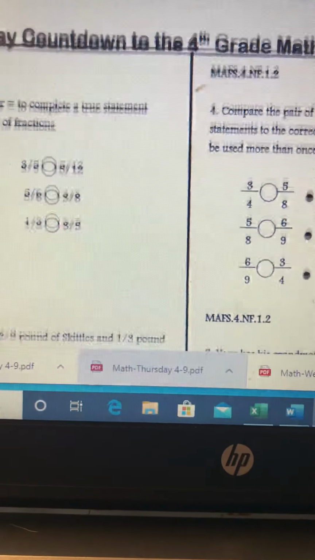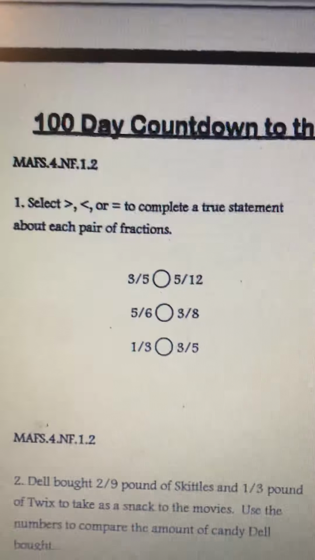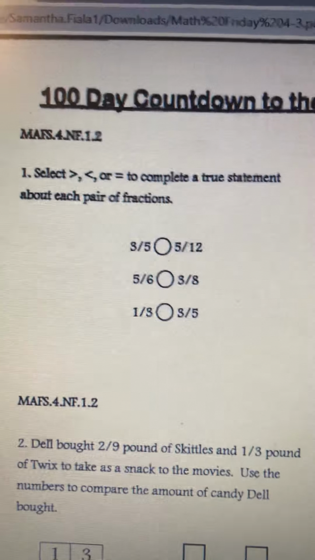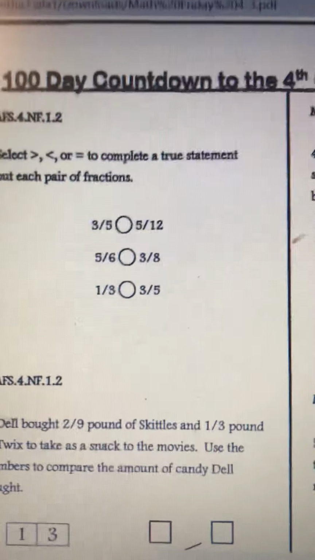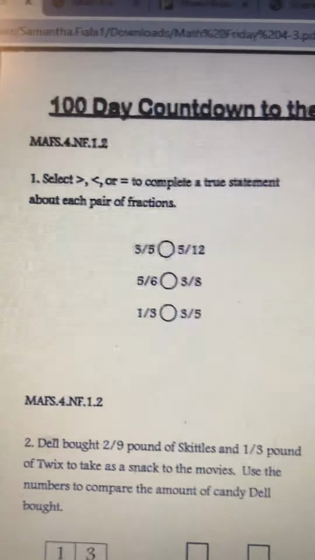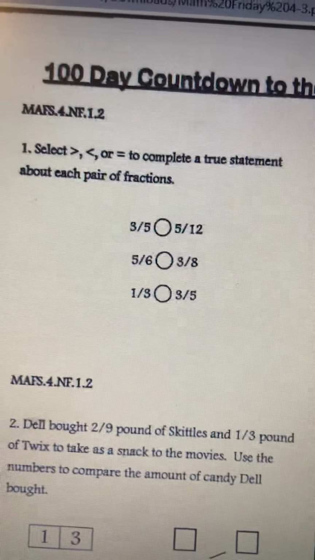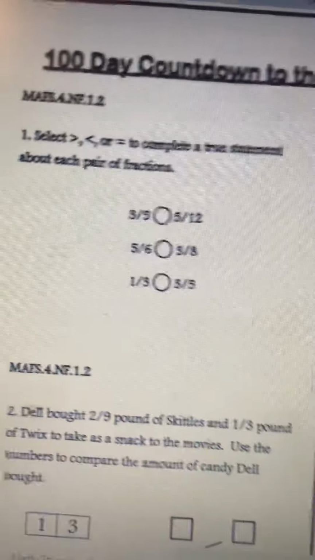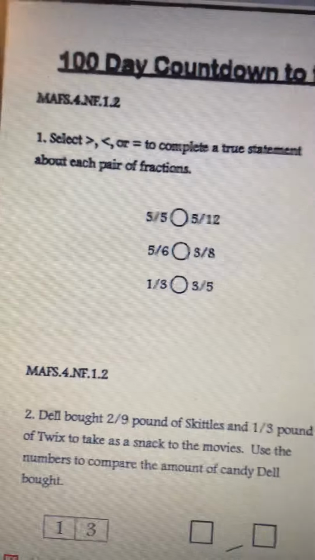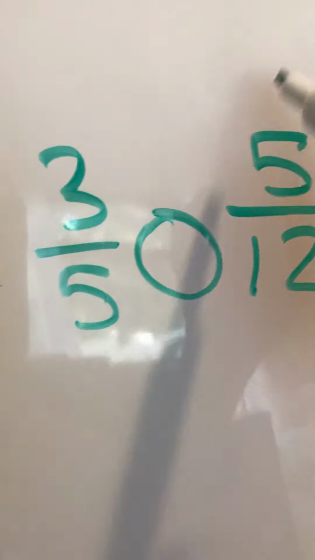Second page, number 1, we're comparing fractions for this whole page, I believe. So when you compare fractions, remember you're going to use the butterfly method. So 3/5 compared to 5/12. So if you were to write that out correctly, I would rewrite that like this. 3/5 compared to 5/12. And now I'm using my butterfly method.